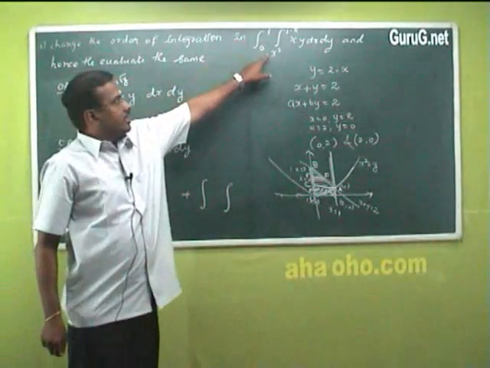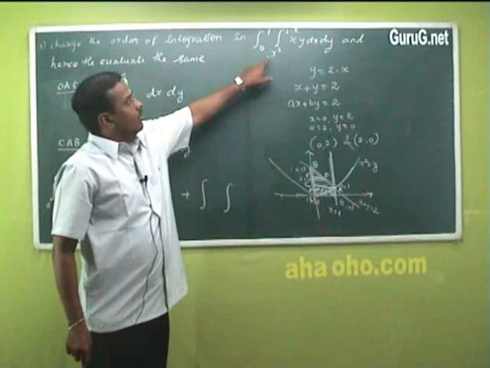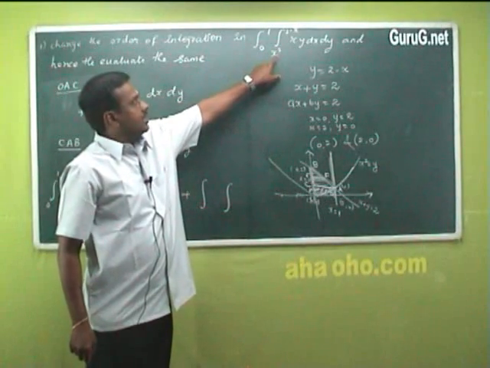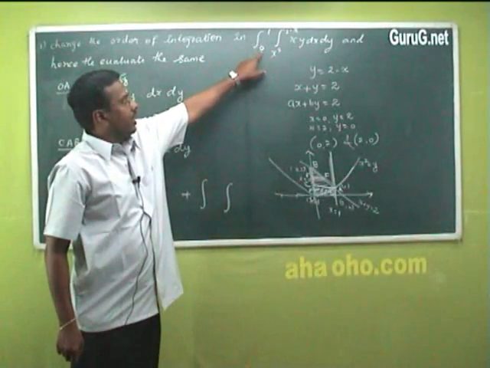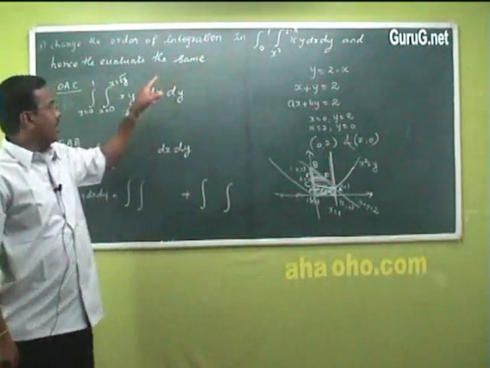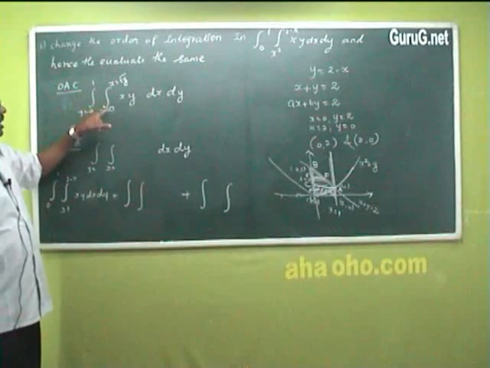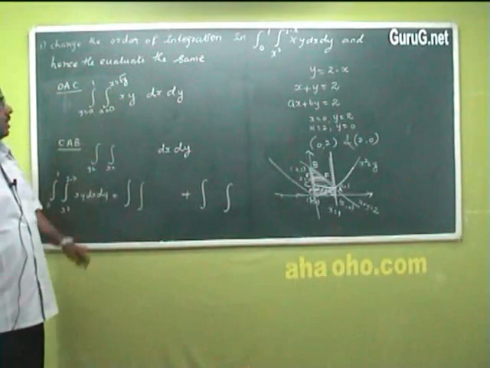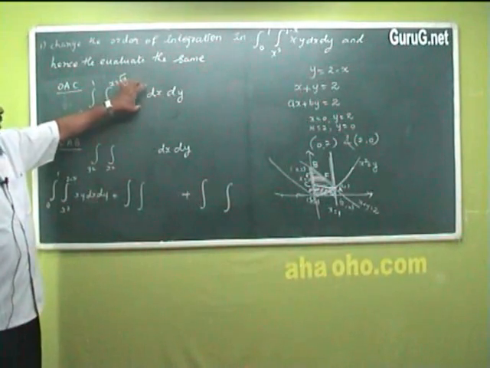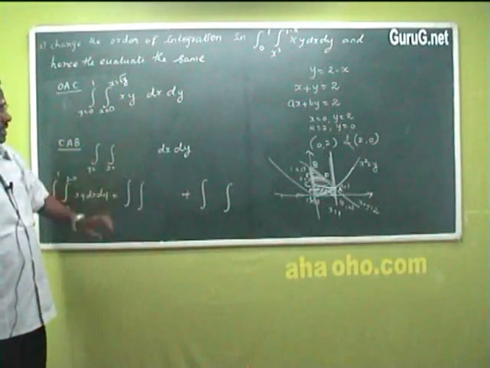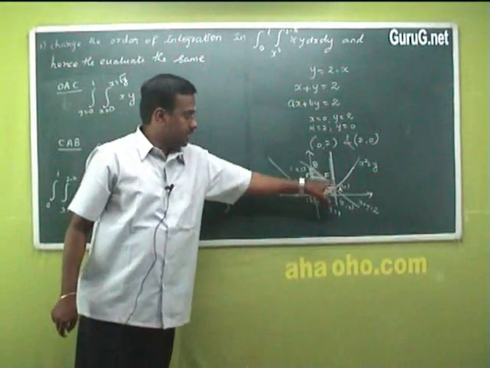See, first y limits are given in terms of x and x limits are in terms of constants. Now after changing the order of integration, we have expressed y limits as constants and x as a function of y. Now we have to follow the same procedure for the second region. The second region is CAB.